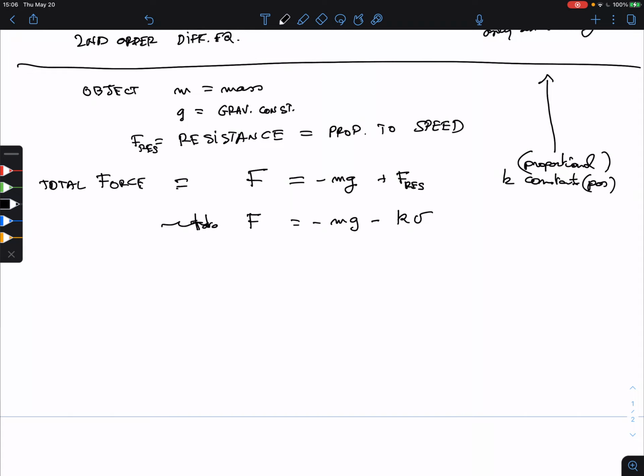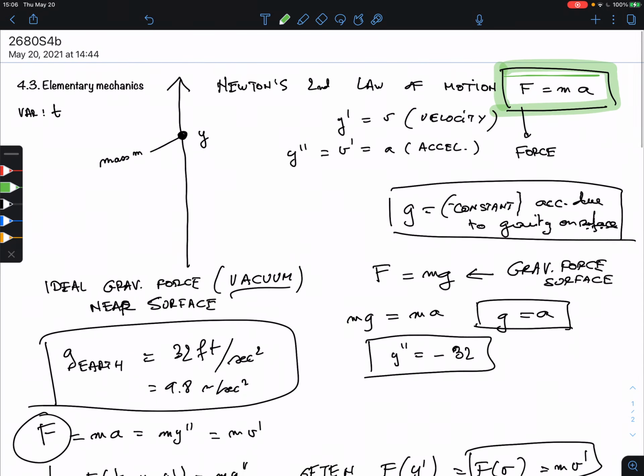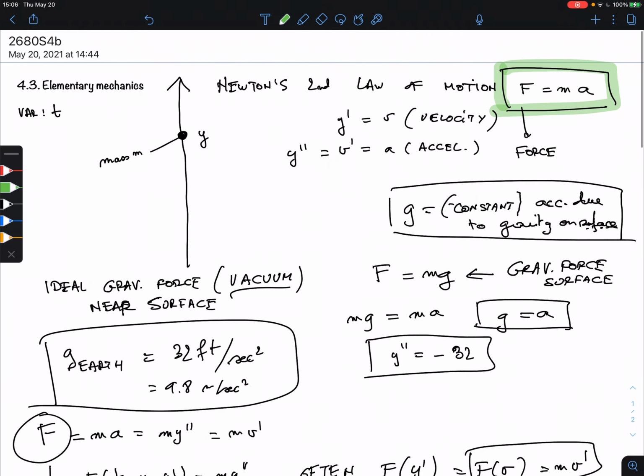Okay, and so now we put down the law. What does the law say? I do it in green. F is equal to m y double prime. Let me write it down originally. This is the original formula. This was Newton's law, right? Let me do it this way.